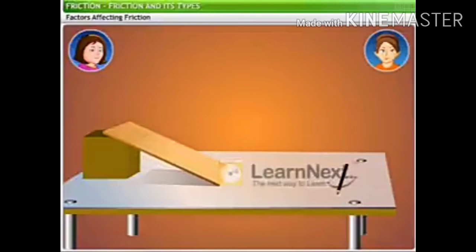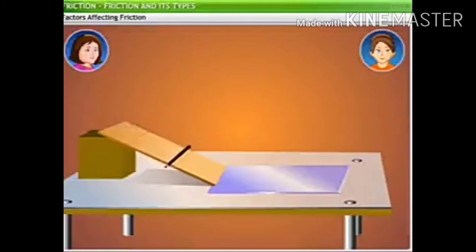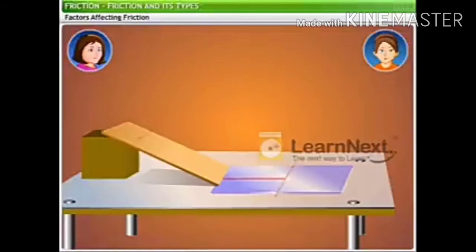Note the distance covered by the pencil shell from the bottom of the inclined plane to the point where it comes to a stop. Now spread a cloth over the floor. Make sure that there are no wrinkles in the cloth. Try again with the pencil shell. Note down the distance, children.